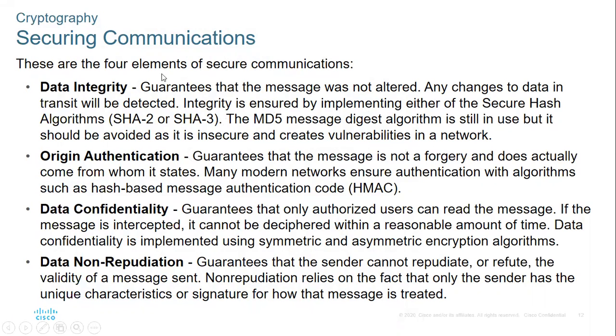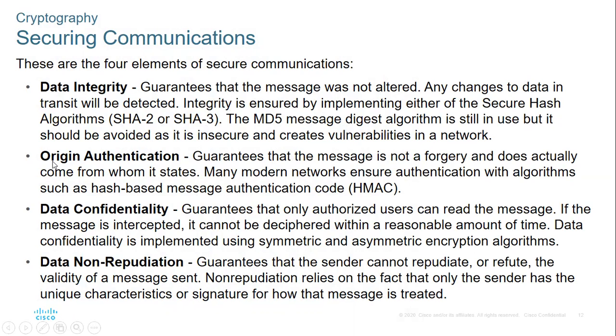Securing communication. We have 4 elements of secure communication. Data integrity guarantees that the message was not altered, like what I said earlier. For data integrity, you can use MD5, but MD5 was cracked. You can use SHA-1, but SHA-1 was cracked. So you'll be safe using SHA-2 and SHA-3.